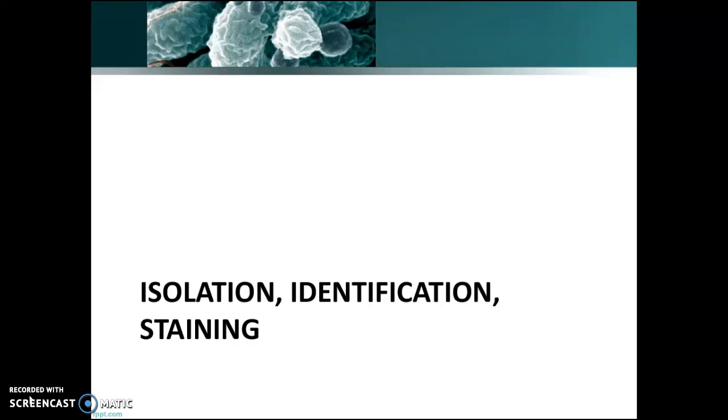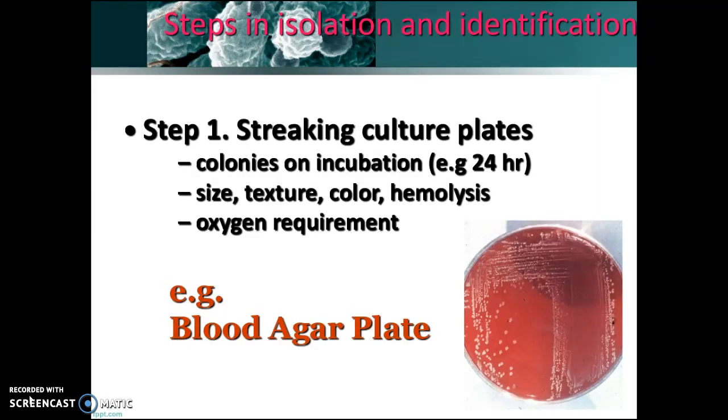Now we're going to have a look at the isolation, the identification, and the staining. Step 1: we have to streak the culture plates first. After we streak it, we can incubate it. Usually it takes at least 24 hours for the bacteria or the colonies to grow. Then we can see the size, the texture, and the color, and whether the bacteria need oxygen or not, that is, aerobic or anaerobic respiration.